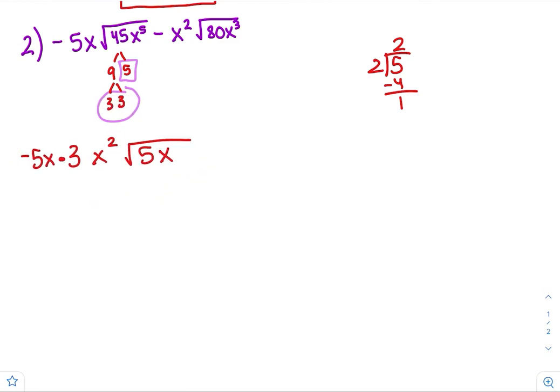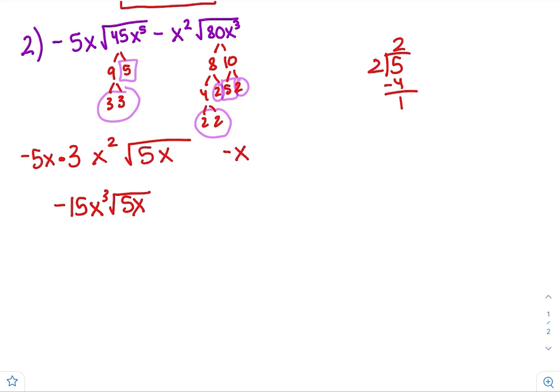So for that one, this simplifies to negative 15x times x to the second, which is x to the third, square root 5x. Now for this one, let's break this 80 down to 8 times 10, 5 times 2, 4 times 2, 2 times 2. We got a pair of 2s and another pair of 2s, and a leftover of 5. So the 2s would come on the outside, so negative x to the second times 2, times the other pair of 2s, square root of 5.